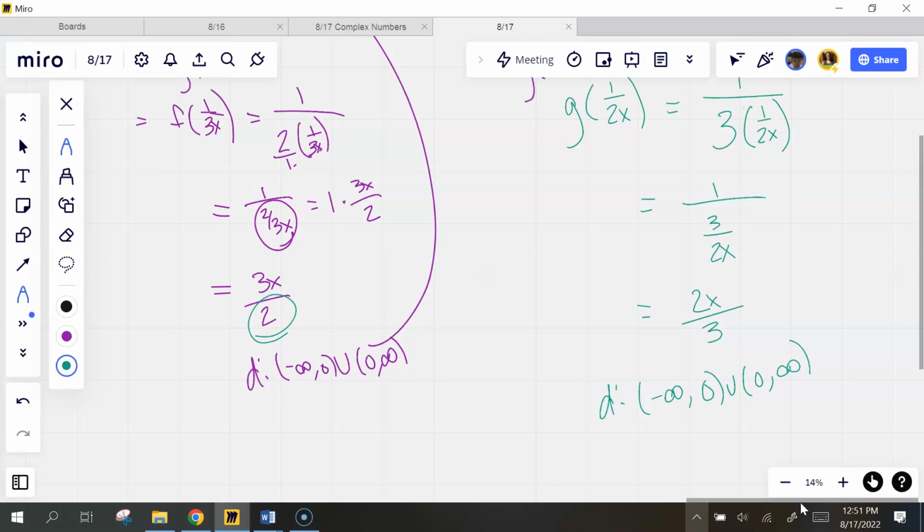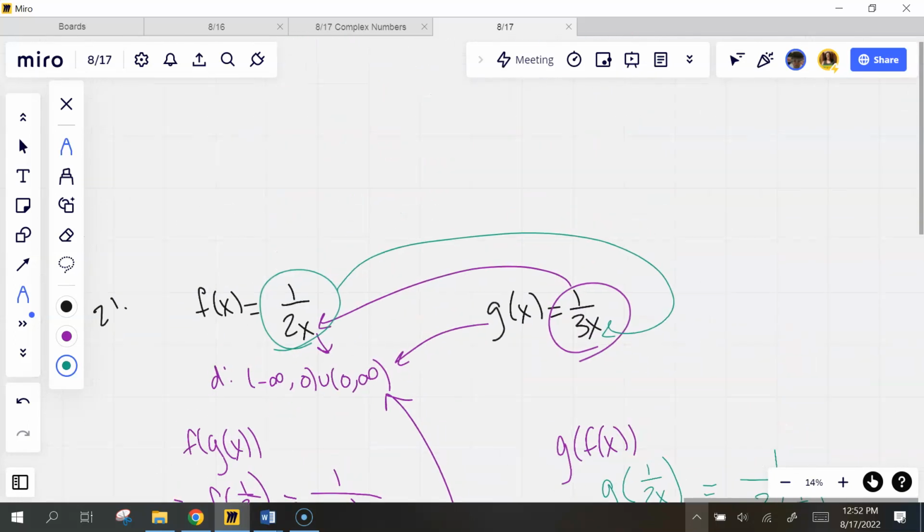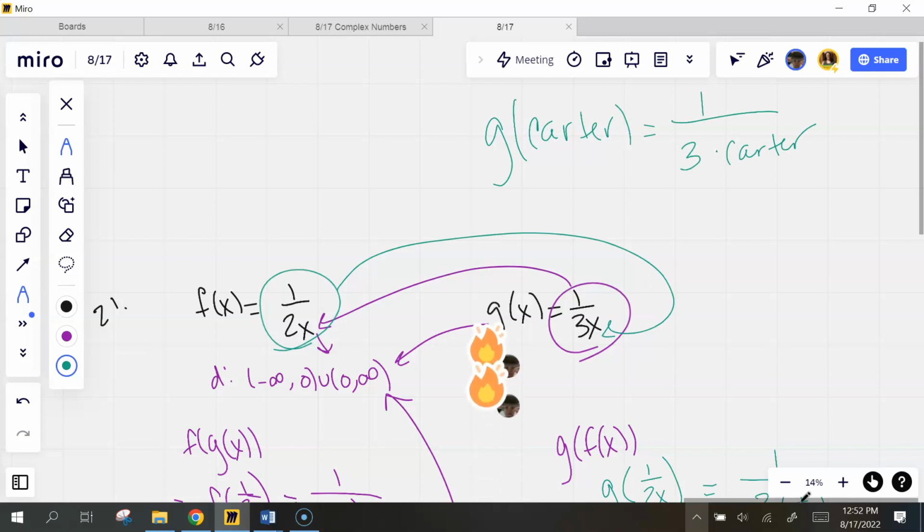Which part of the composition? I'm kind of confused on setting it up. Yeah. So whatever's in parentheses is what's replacing the variable. Every single time. It doesn't matter what's there. If I said, what is g of Carter? It would be 1/3 times whatever is in Carter. Whatever's in parentheses is replacing the variable, or, well, you're plugging it in for x.